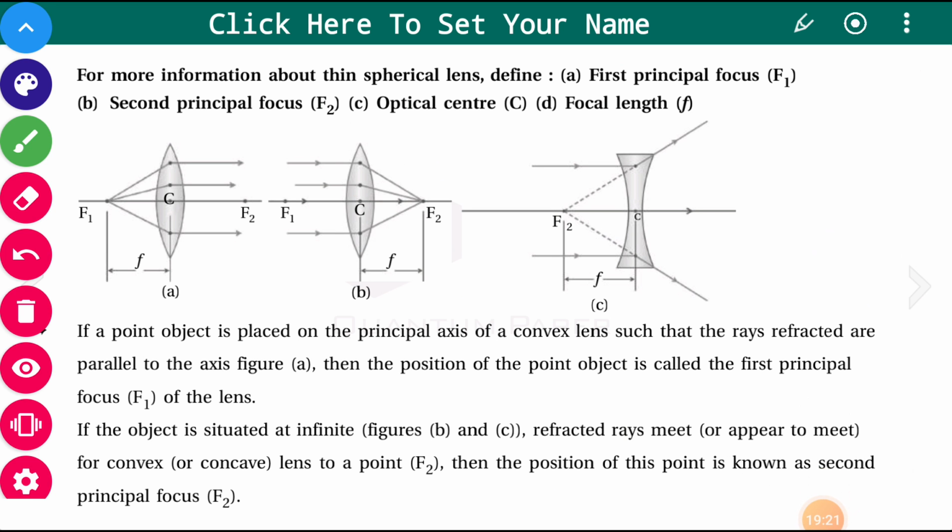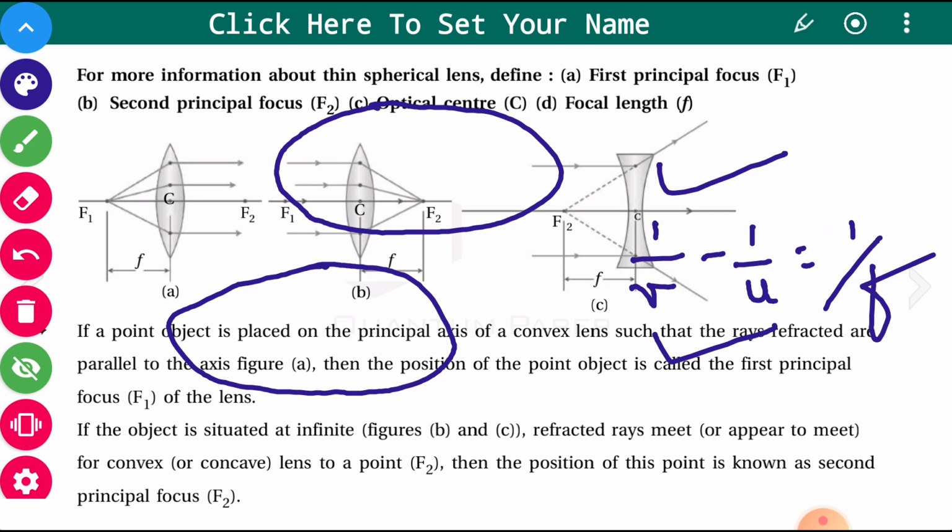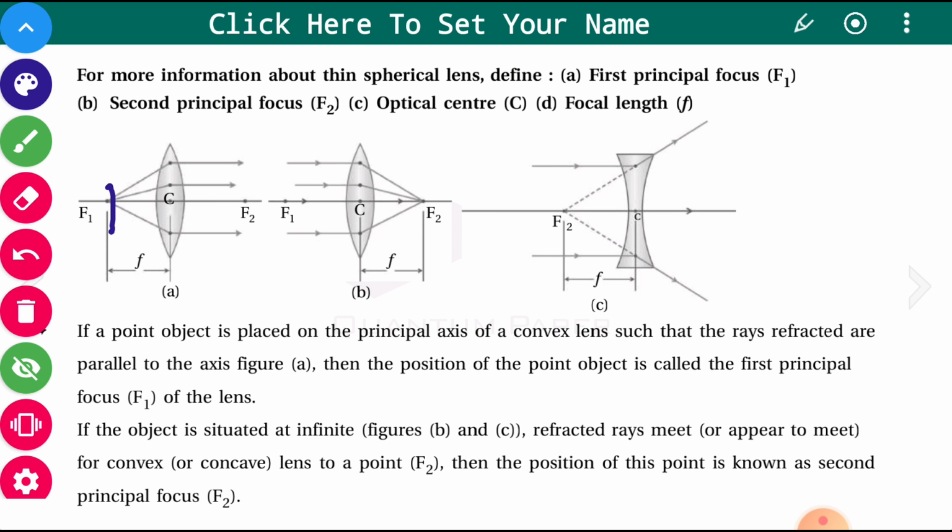Now there is more information about thin spherical lens, and we will have the image formation by it. Say for example, if the object is placed somewhere here on its principal axis, and after refraction the rays become parallel to the principal axis, then the object is said to be placed on the first focus.